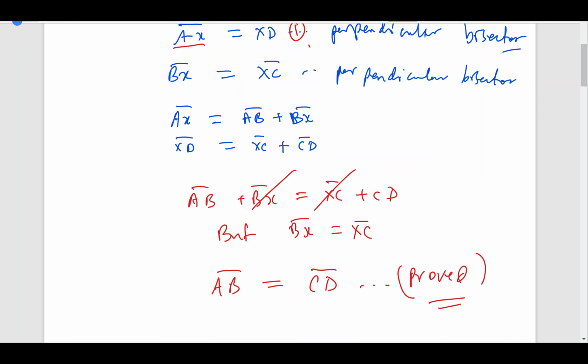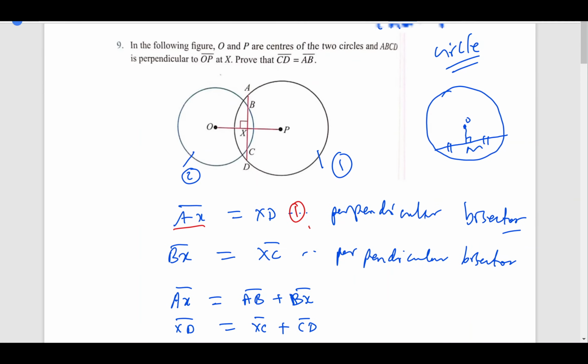The secret point to approach this question is by using chord properties of circles, that actually we have been taught: that the perpendicular bisector of a chord passes through the center of the circle. It is true, and that perpendicular bisector divides the chord into two equal parts.